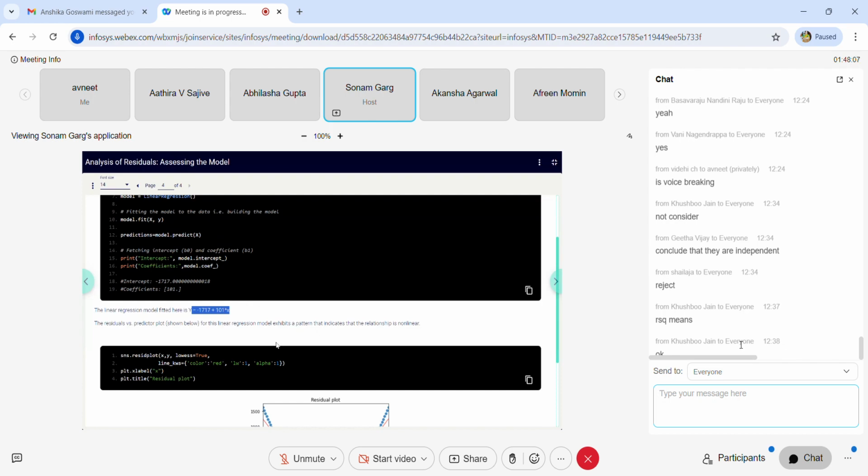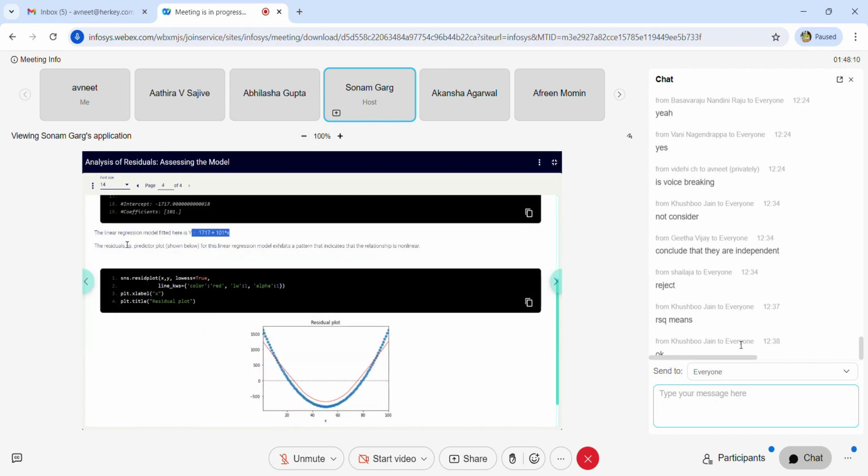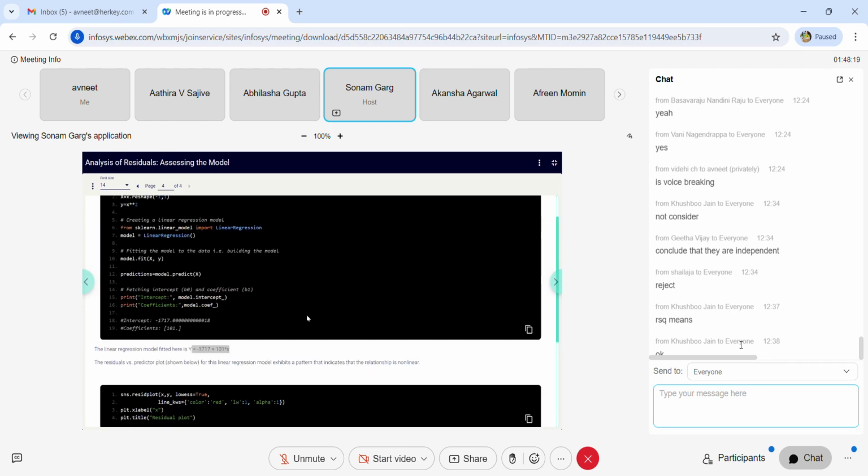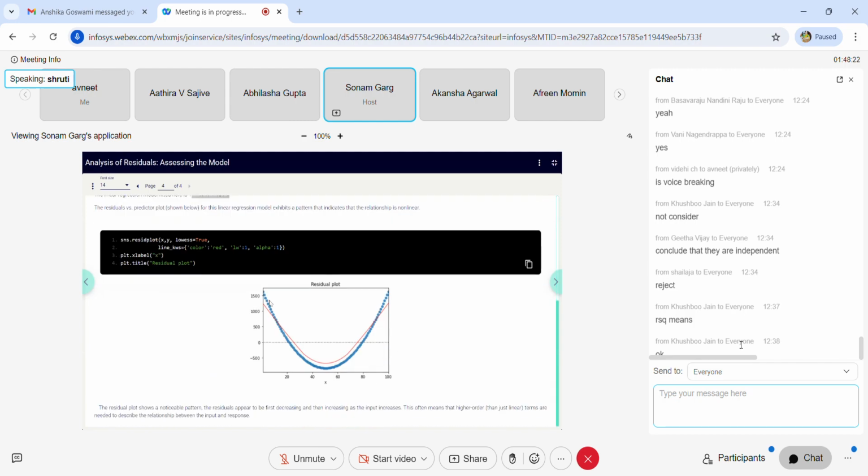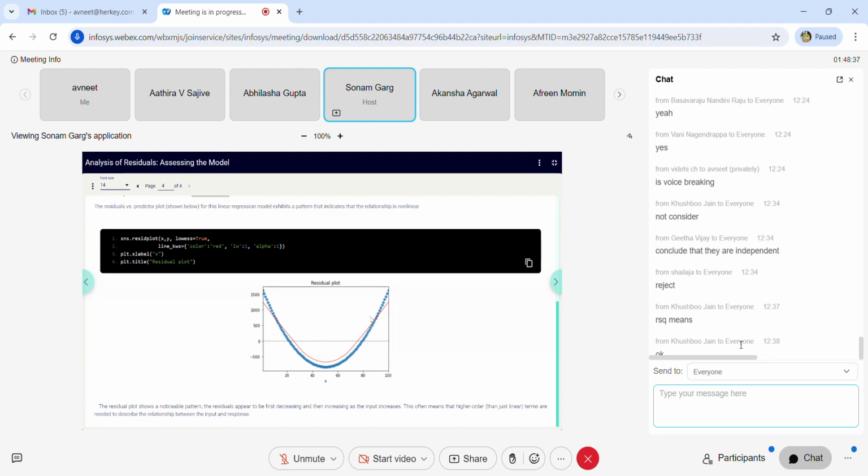Let us plot it to see what it gives. So this is the residue plot here from the Seaborn library, on these x and y values. When you plot, you can see this is the best fit line, and the residues follow a specific pattern. All these residues exhibit a specific pattern, and this pattern is not a linear pattern. So residues were first decreasing, then they suddenly started increasing as the input increases. Okay, fine.